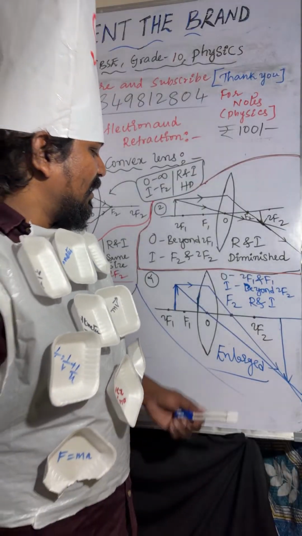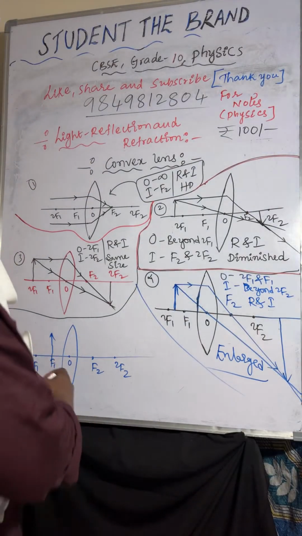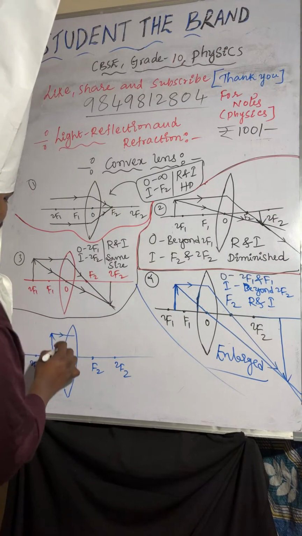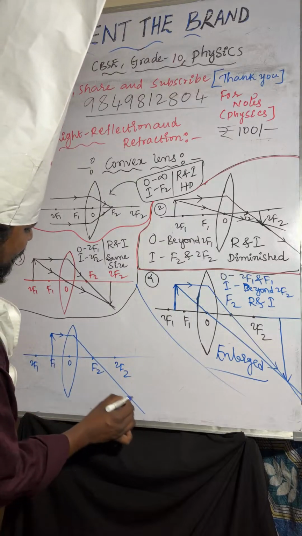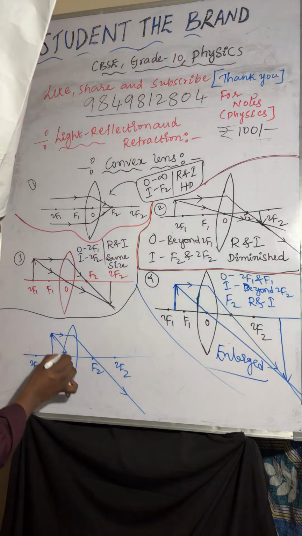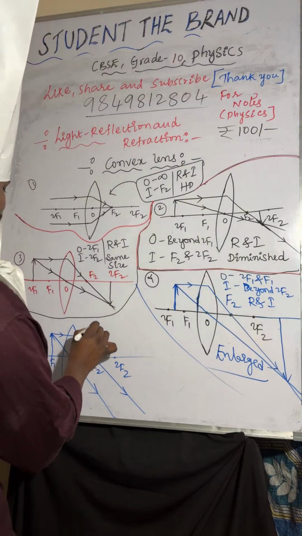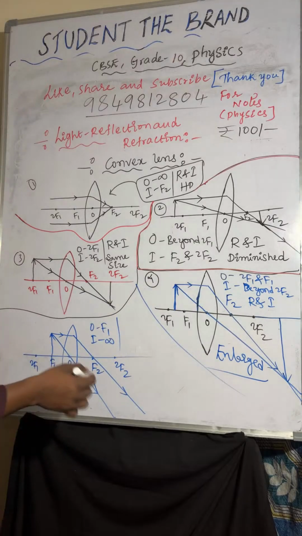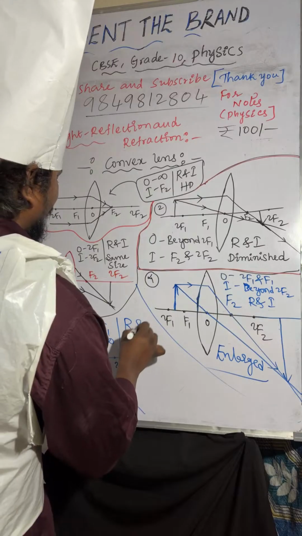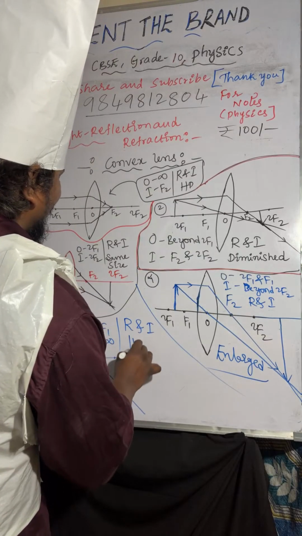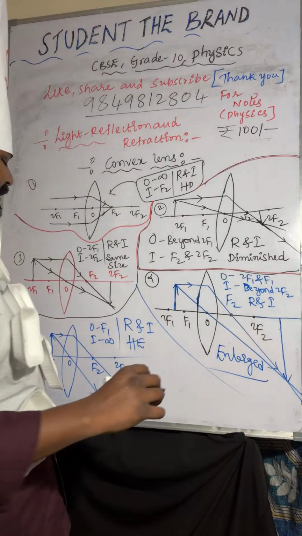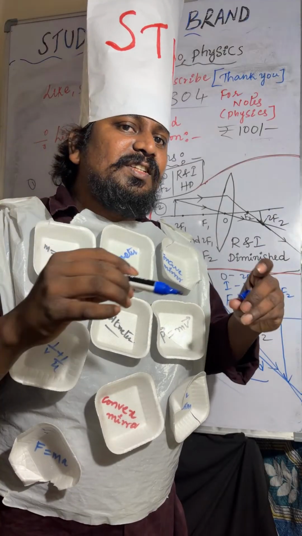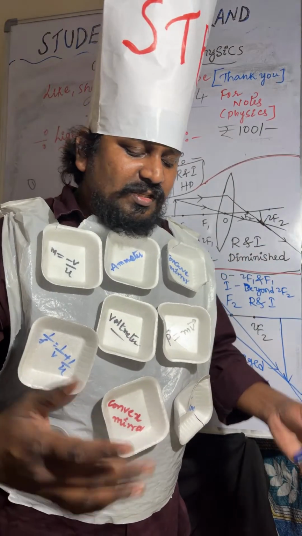Object is placed at F1. Where is the image formed? At infinity. Object is placed at F1, image is formed at infinity. Nature of the image is real, inverted, highly enlarged.